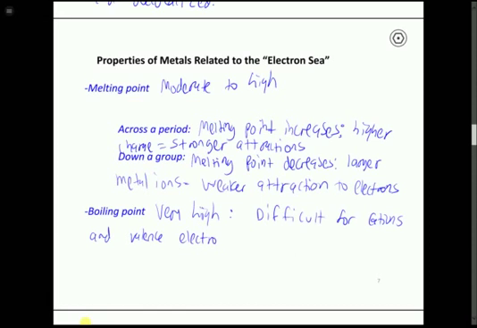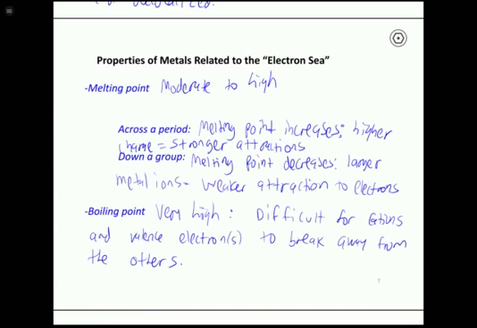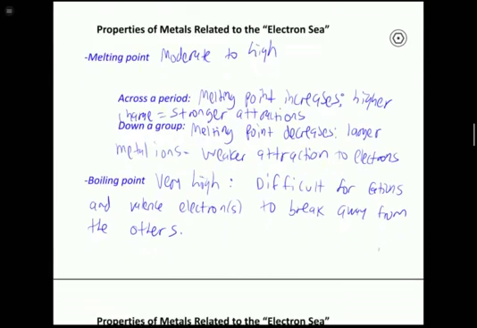So those loosely held valence electrons and the cation, the nucleus they're associated with, have to break away from the rest of the atoms, and that's very difficult to do because of those forces of attraction. It's not terribly difficult to go from solid to liquid, but to go into the gas phase for metals is very hard because you have to break all of the attractions between them.